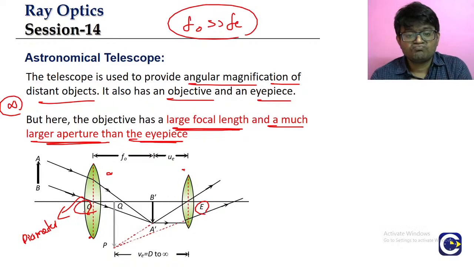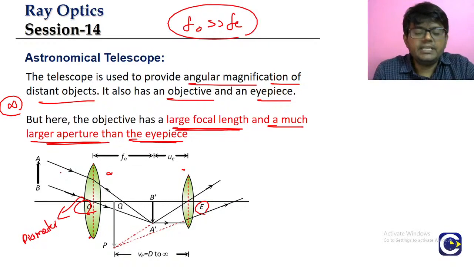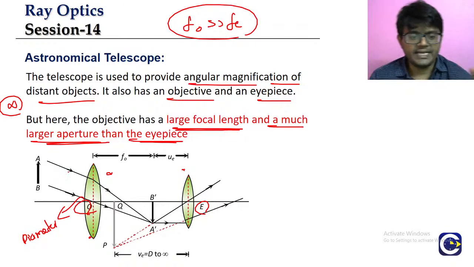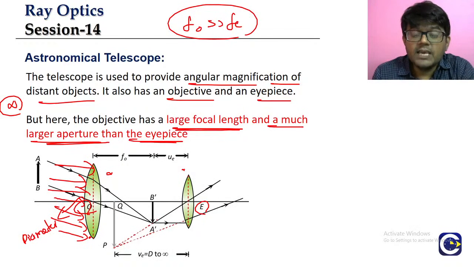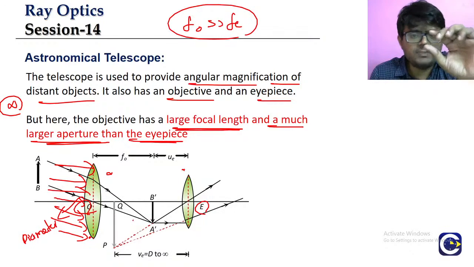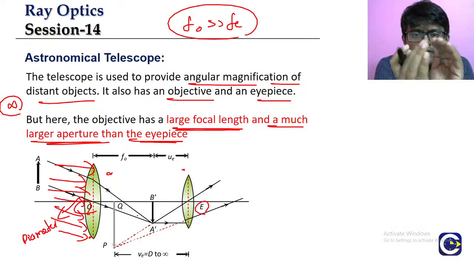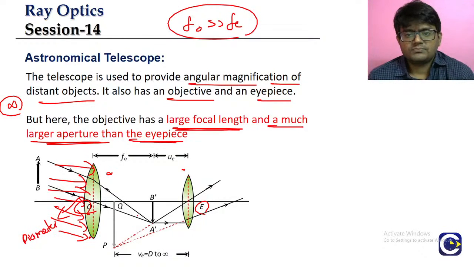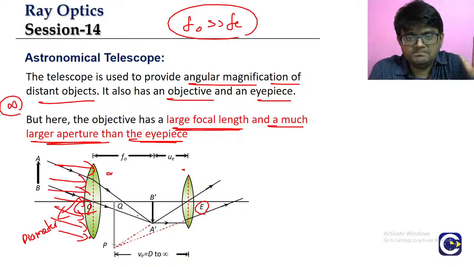Why? I will tell you. Why do we need a larger aperture objective? Because here the light rays are coming from a long distance. So you want to capture as many light rays as possible so that the image formation will be bright enough. If you take a small aperture, the light rays that come in will be from a small area, and the image will be dull. We want a brighter image, which means we should have a larger aperture.